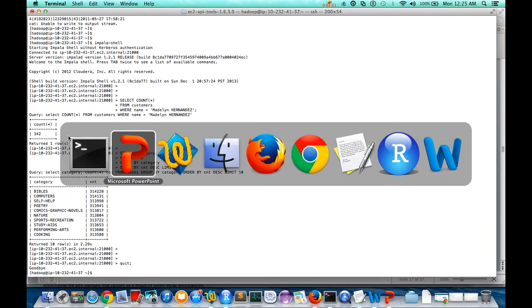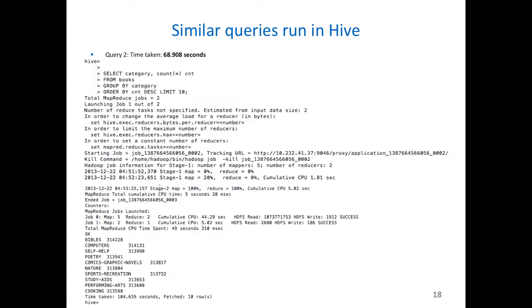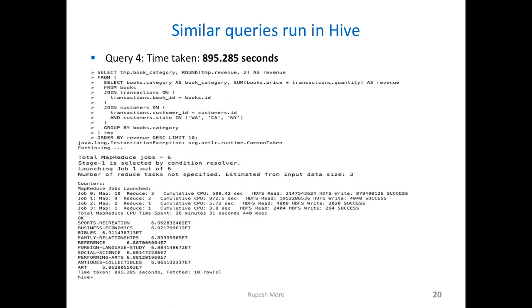Now let's see the other three queries on Hive. This is for query 1, this is for query 2. The time taken is 68 seconds. For query 3, it is 252 seconds. And for the resource intensive query 4, it's 895 seconds, which is a very lot of time, very much time.